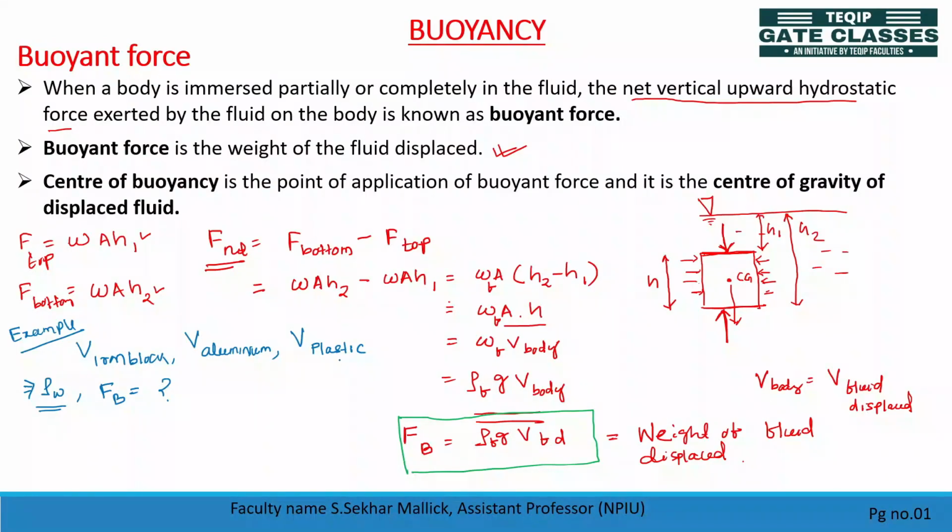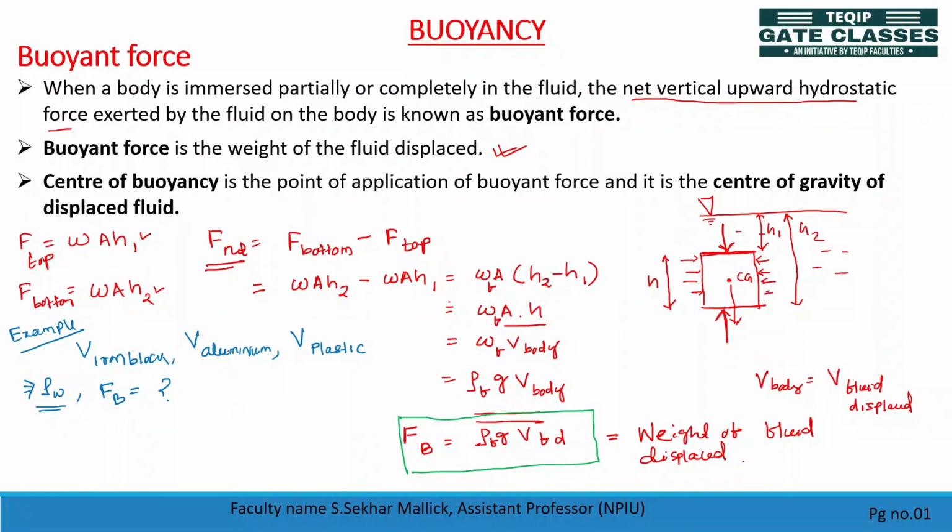Okay, but which will sink? Will iron sink, or aluminium, or the plastic block? And why? Weight of the block will be acting downwards and buoyant force will be acting upwards. Buoyant force is the same for all these blocks, but weight of blocks of the same volume will not be the same. So whose weight will be more? Iron block weight will be more. So the difference between weight and buoyant force is more in the iron block. So definitely that's why the iron block will sink.